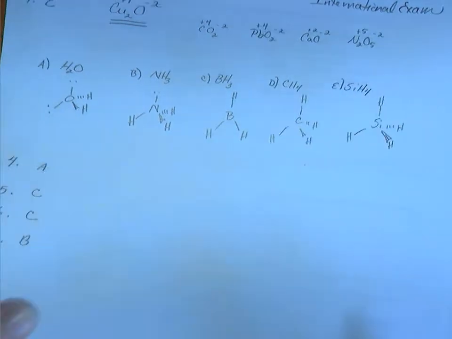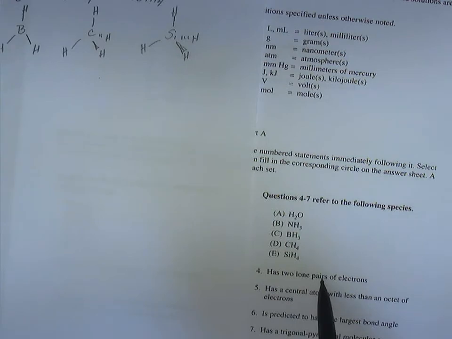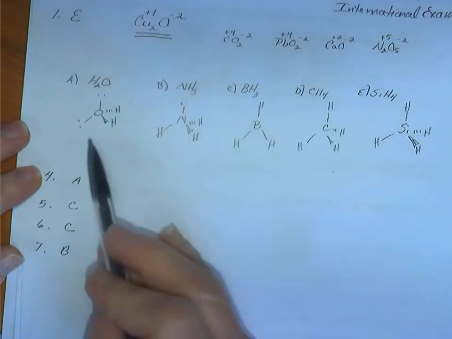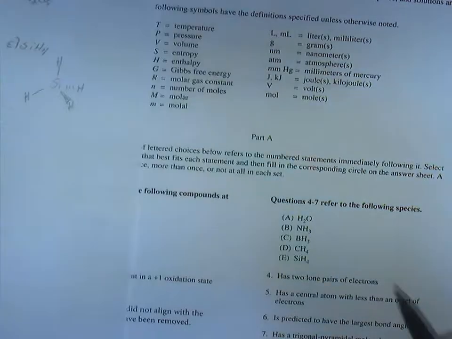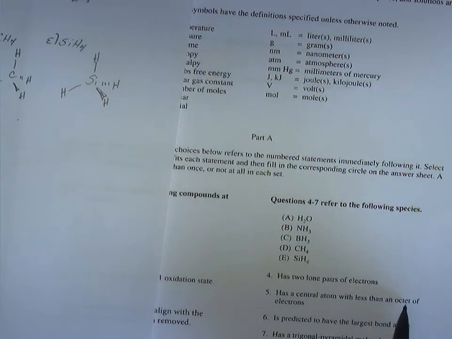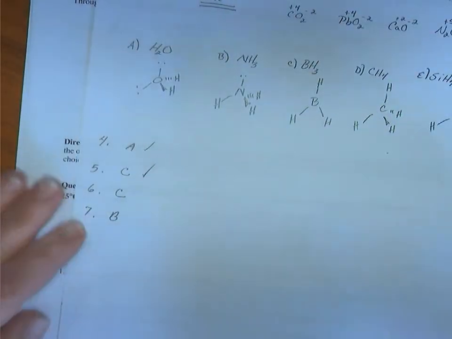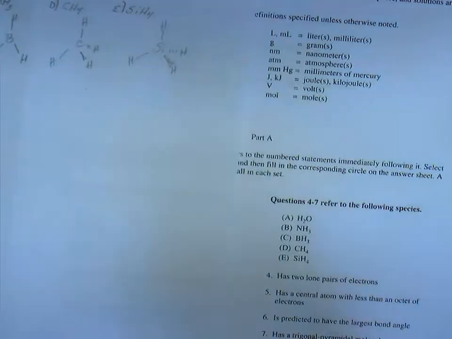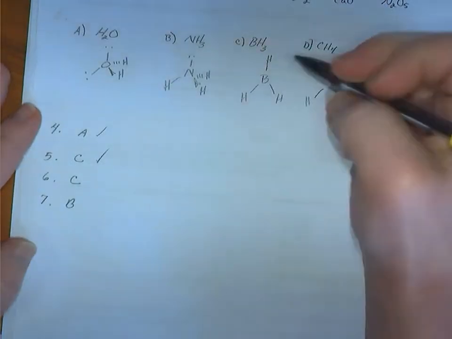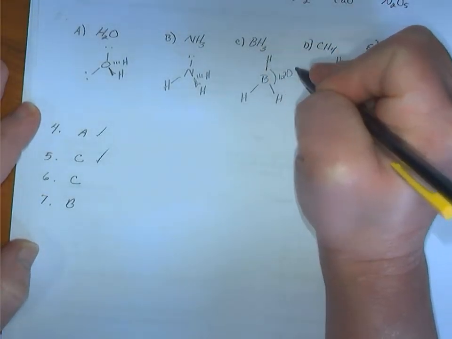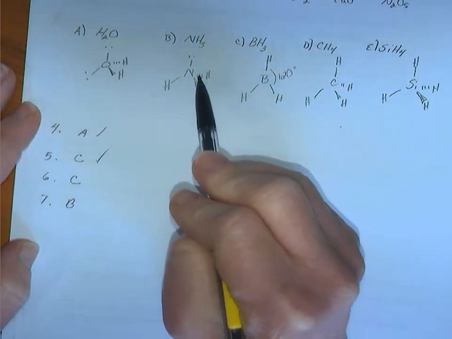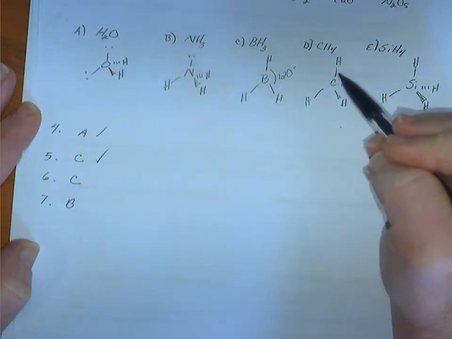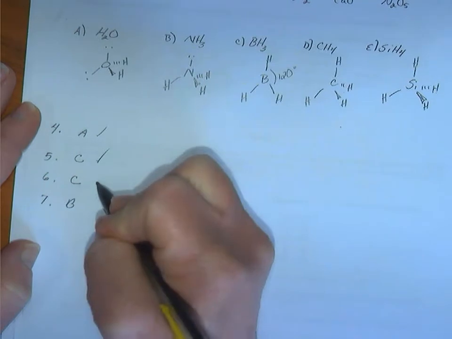All right, so number 4 is asking for 2 lone pairs. Again, if we have just knowledge of these go-to molecules, water is that. Number 5 has the central atom with less than an octet. We just know that boron is an exception, and there's our structure. Number 6, the largest bond angle. We don't have any linear, but we sure do have trigonal planar. This would be 120, where this would be less than 109.5 because of the lone pairs, less than 109.5 because of the lone pair, 109.5, 109.5. So C is the choice.